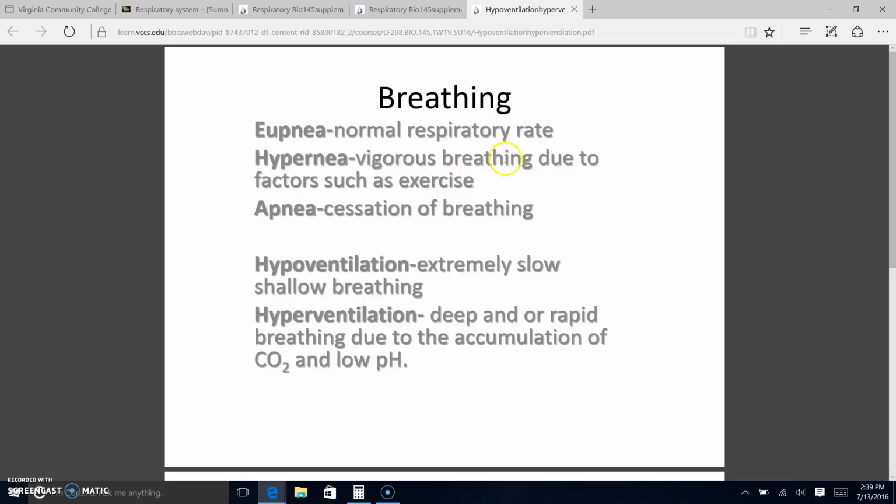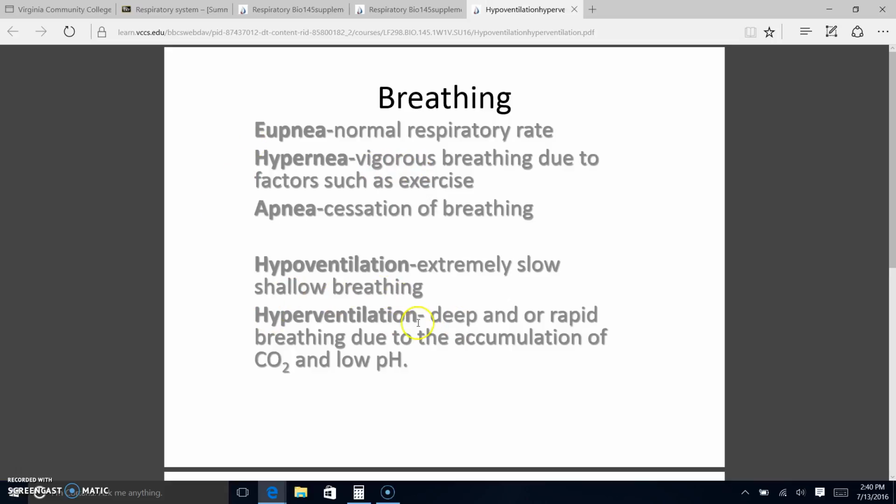Hyperpnea means that we're breathing very heavily, and of course exercise, where we've depleted our oxygen supply and need more to come in, will usually cause us to have vigorous breathing. There are some other factors, even the sympathetic nervous system kicking in will often make us breathe harder to get us ready for the emergency. And eupnea is basically when you're normal. So here we've quit breathing, here we're breathing more than normal, and here's normal.